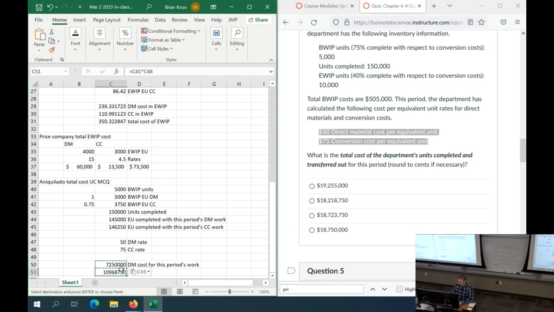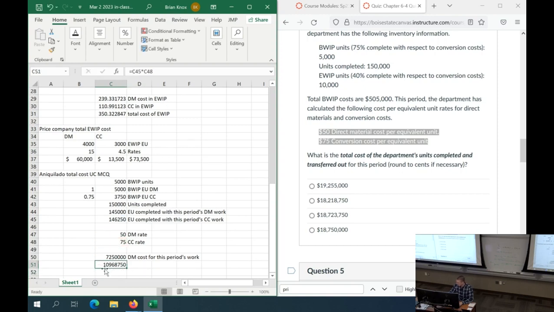And likewise, we can take the 146,250 equivalent units we completed with this period's work with regard to conversion cost times the conversion cost per equivalent unit of $75 rate, and we end up with $10,968,750 of conversion cost for this period's work.